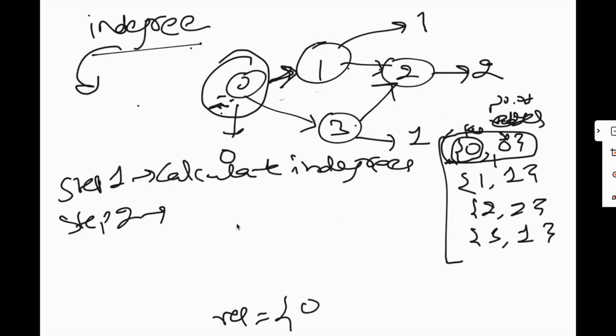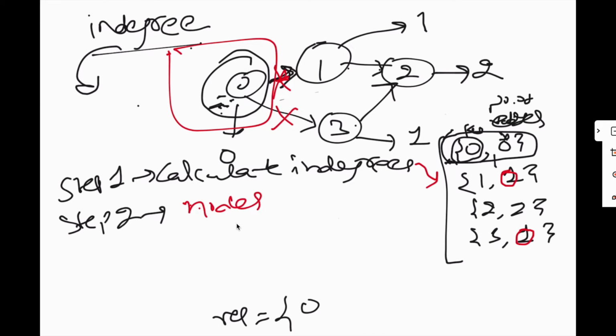Once it is done, we will remove this 0 from our graph. Once we remove this node, it means even these edges are removed, and we will update the indegree. For 1 there was 1 indegree which was this, but now because we have removed it, the indegree will become 0. For 3 also there was only 1, so it will become 0, and there is no change to 2. Once it is done, we will again perform step 1 and again step 2, and we'll find nodes where indegree is 0. So here we'll find 1 and 3.